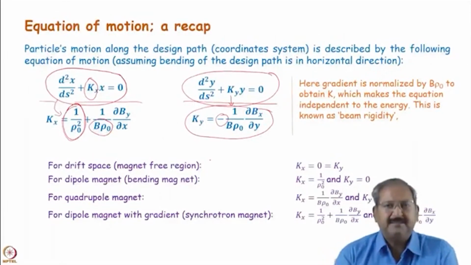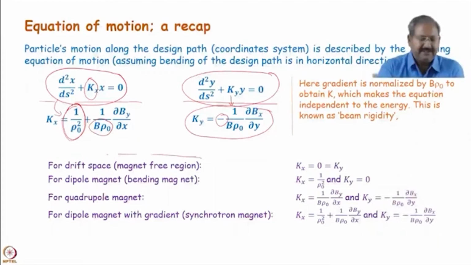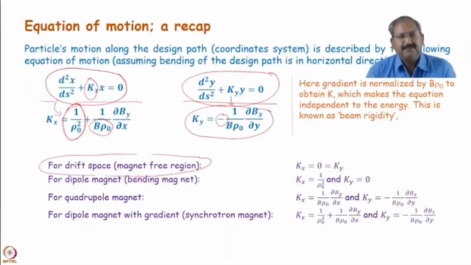Now, the simplest structure in an accelerator is the drift space. Drift space means a vacuum chamber connecting two magnets or two points with a straight line. There is no magnetic field over this region, and the particle goes straight without feeling any force.